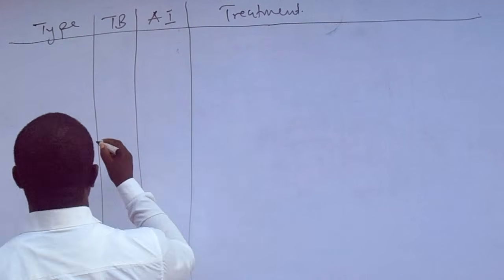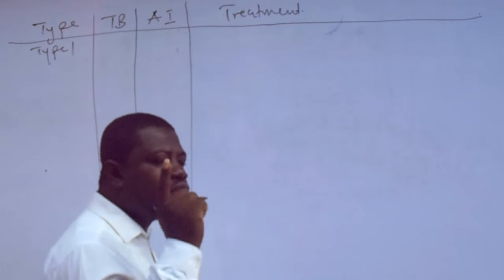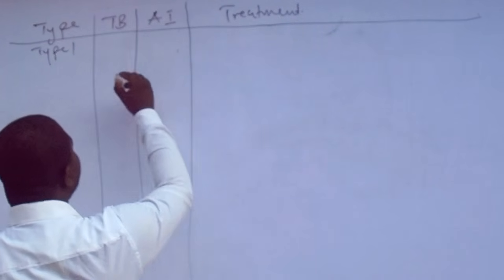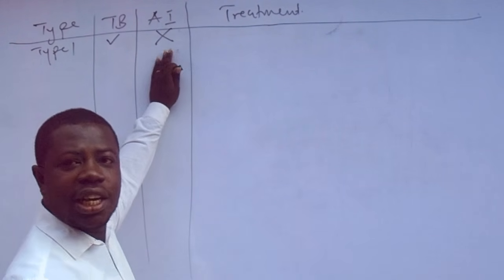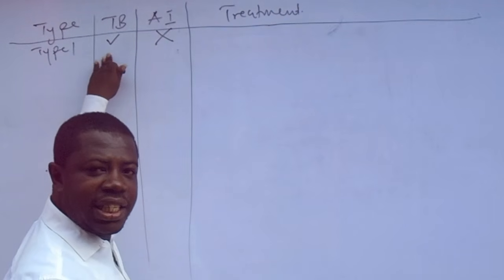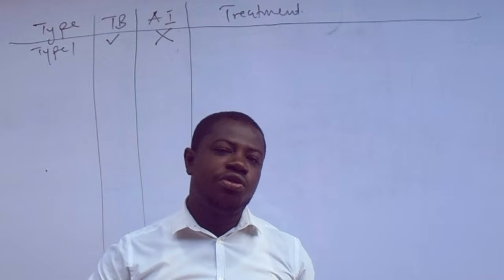Now, type 1 is that you are going to see provision for doubtful debts in the trial balance, but you are not going to see it in the additional information. That is why I've used an X. You are going to see it in the trial balance, but you don't see it in the additional information. Now, how are we going to treat that?